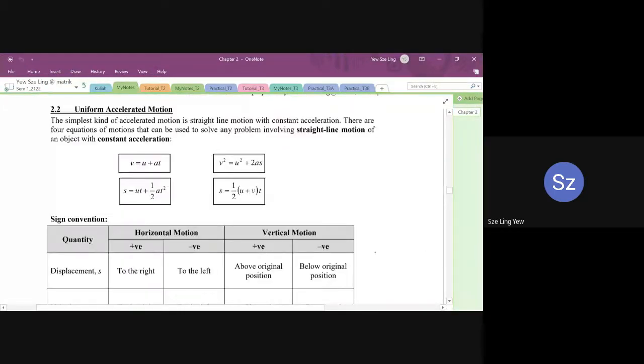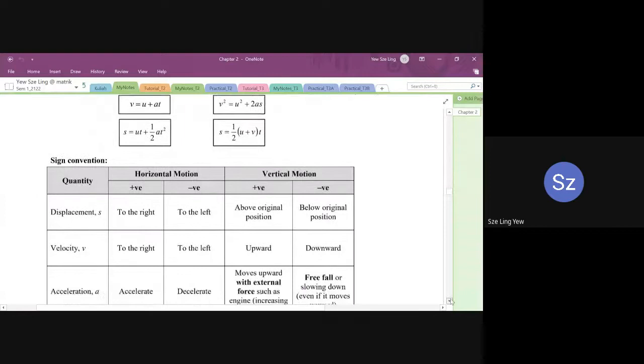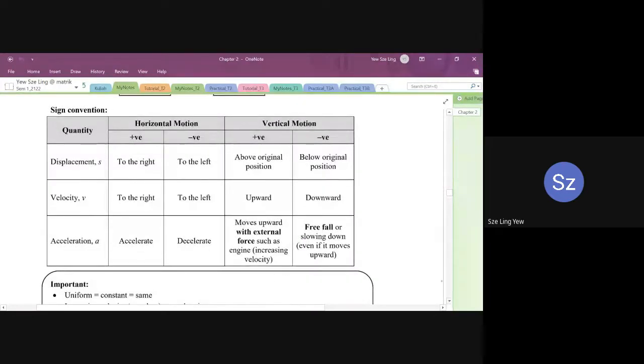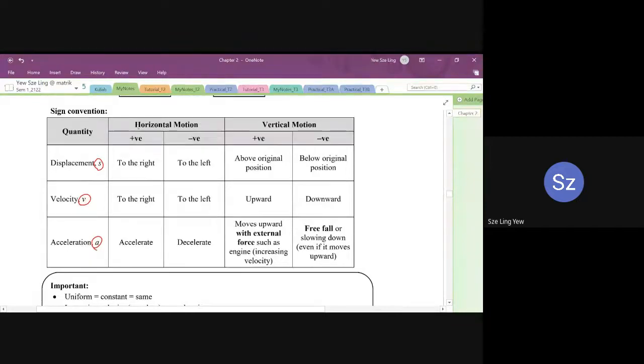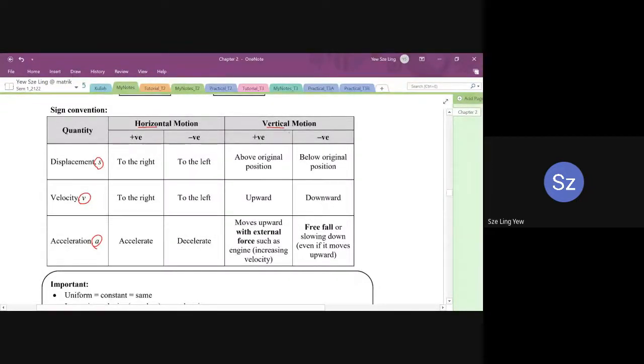How to determine the sign convention: first, displacement, s. The second thing, velocity. And the last one is acceleration. So for horizontal motions, when it comes to motions, we have to look at them in terms of horizontal and vertical components. If you have something moving along an x component, then it's easy. It's a 1D question. You just look at the horizontal motions column.